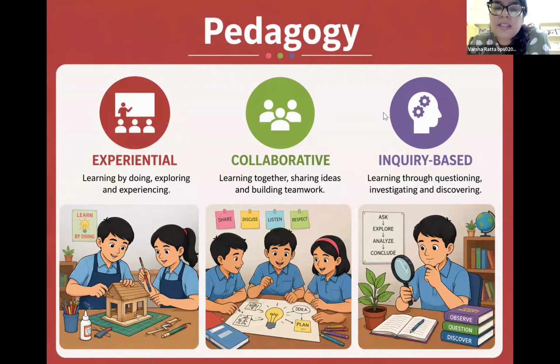So the pedagogy is experiential. The children will learn by doing, explore and experience, learning together and sharing ideas and building teamwork. Learning through investigation is important. Okay, learning through questions is important. Learning through discovery is very important, right? Are we all okay till here?